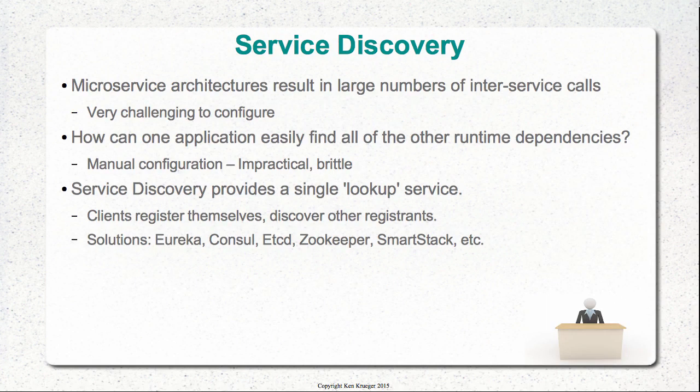Well, when we use microservices, we typically have a large number of services that need to be interrelated. They need to call each other. And this is very challenging to configure, as I mentioned in the last unit. So the idea is, how can one application easily find all of the other runtime dependencies? Well, you could configure this manually, even using something like Spring Cloud Config Server. This is impractical because it's brittle. There's just too much to do. So what service discovery does is provide a single lookup service that is in essence self-maintaining, because the clients register themselves and in the process they discover the other registrants.